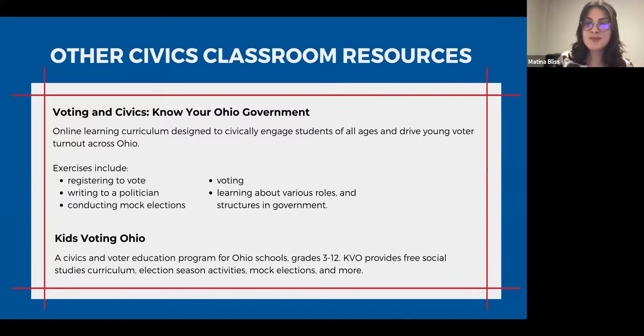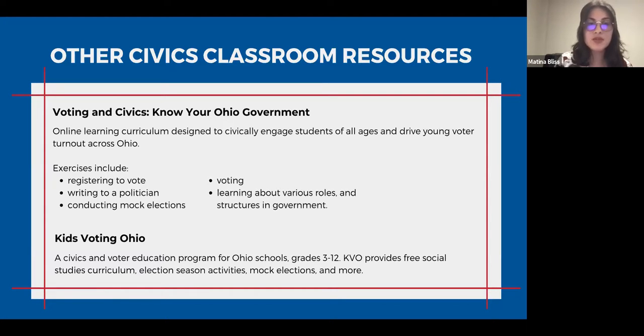That is everything that we have in terms of redistricting and map making, but we did want to share a couple other civic classroom resources that can be utilized as well. The League of Women Voters has an online course called Voting in Civics, Know Your Ohio Government. This is on the same platform that the redistricting and map making curriculum is on, so WOSU Classroom. This is an online learning curriculum designed to civically engage students of all ages and to drive young voter turnout across Ohio. Students can actively participate as a citizen while simultaneously increasing their knowledge of how government and elections work. There are different exercises throughout the course, including registering to vote, writing to a politician, conducting mock elections, voting, and learning about the various roles and structures of government.